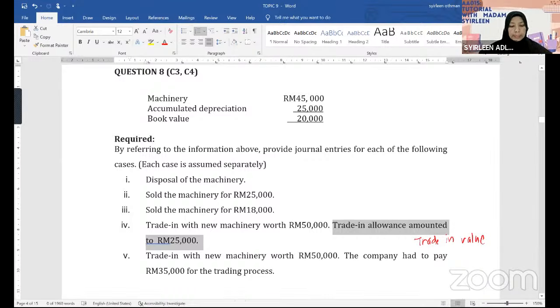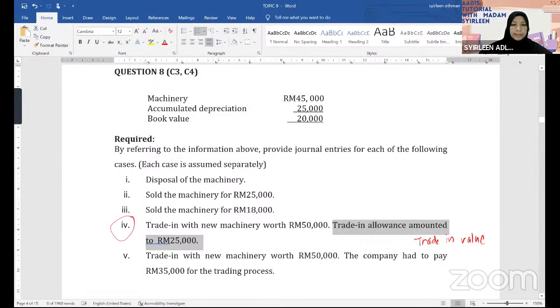Cuma nilai ni akan ditolak daripada nilai aset lama yang ditukarkan. So that nilai yang the difference between your old asset dengan the new asset that you are going to acquire, perlu di top up lah. So that is how you come out with the value for cash paid. Okay, so sama juga dekat sini. So this is trade in value.